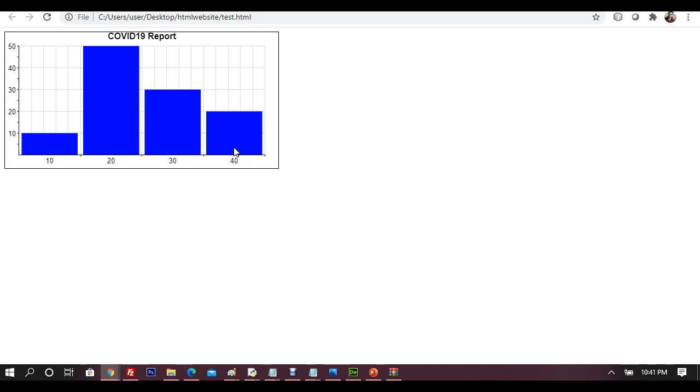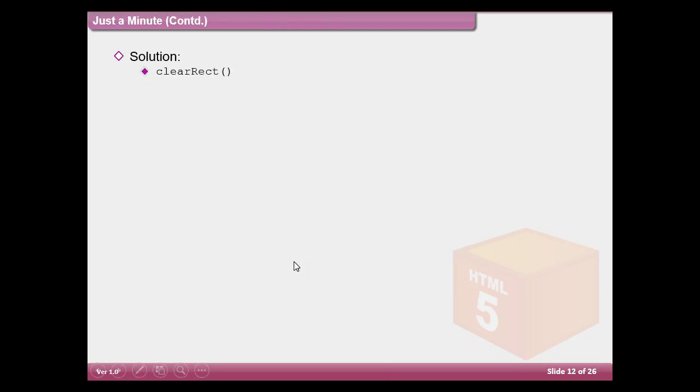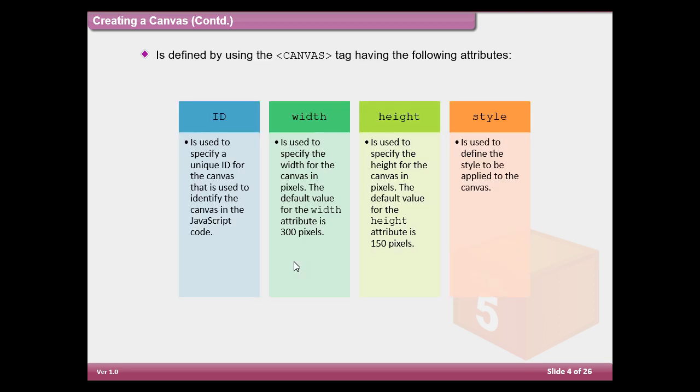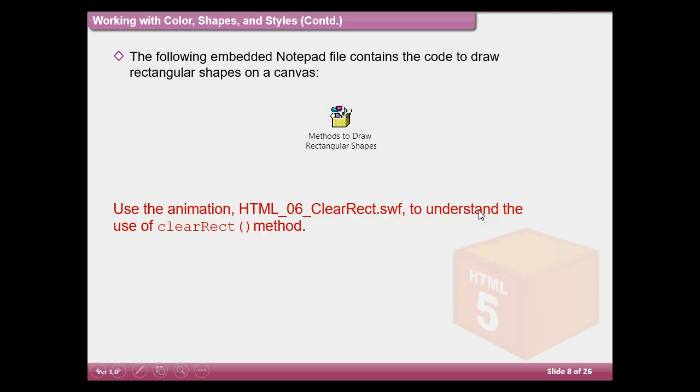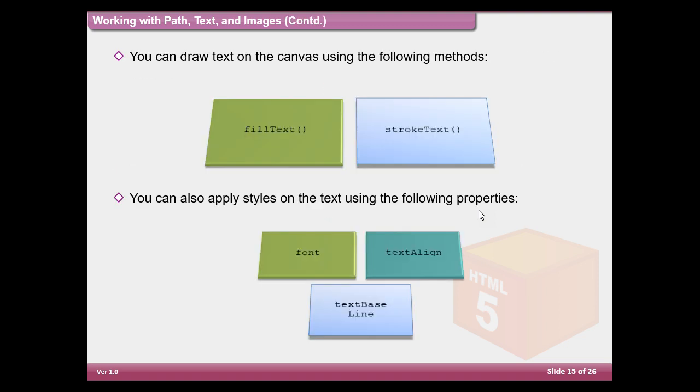So let's see whether anything else is remaining in your slides. Let's start. We've seen ID, width, height, and style of the canvas already, and stroke is seen. What is this?